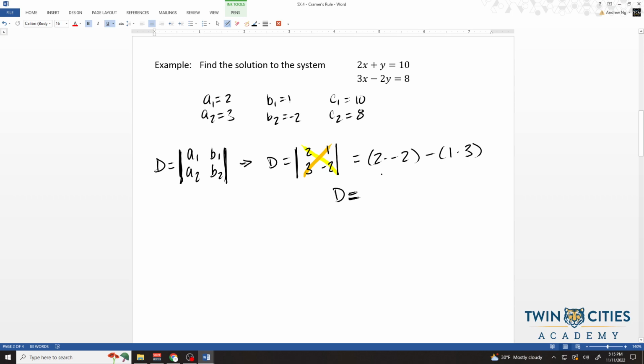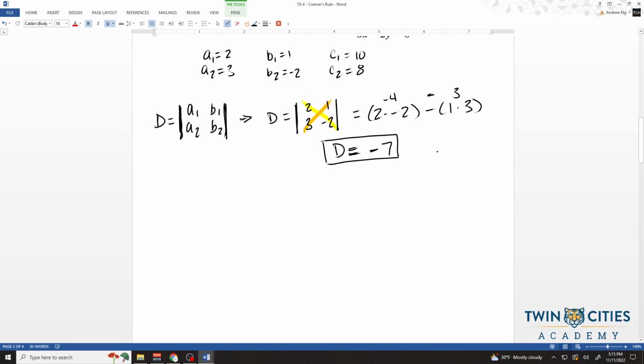Okay, I find d is equal to 2 times negative 2, which is negative 4 here, and minus 1 times 3 is 3. D is equal to negative 7. I'm going to put a little box around that just so I don't forget it.